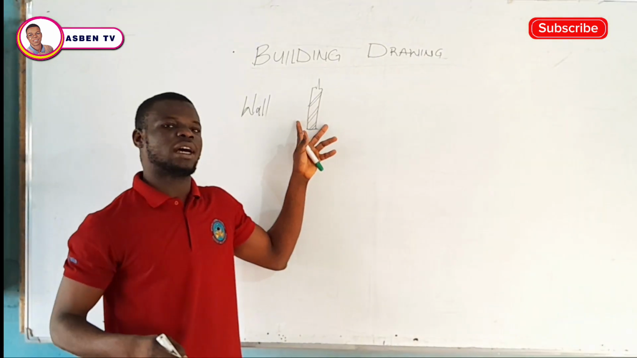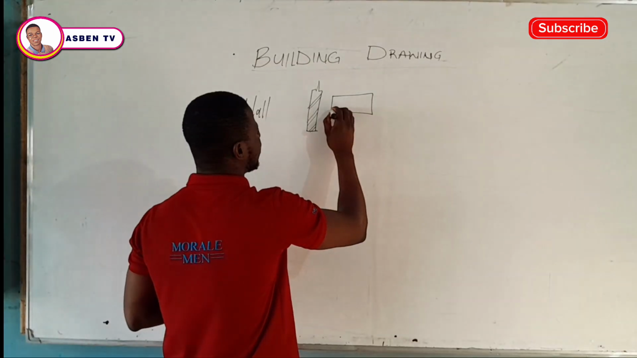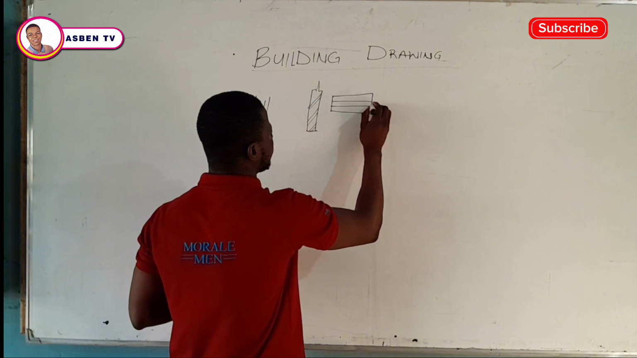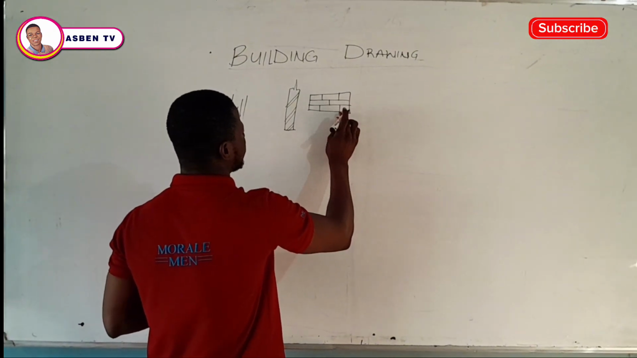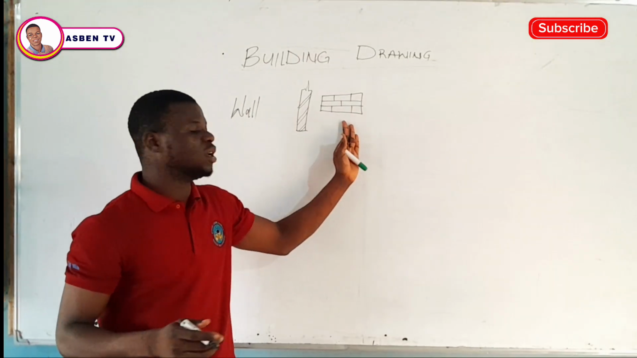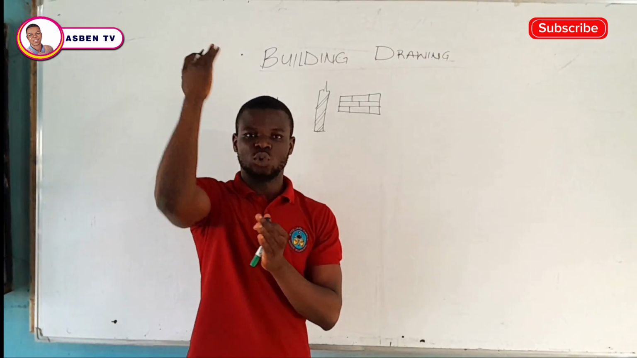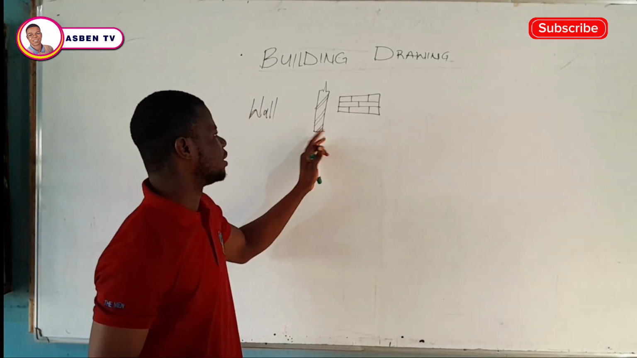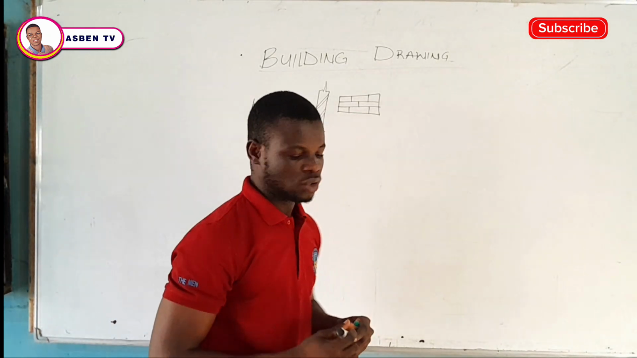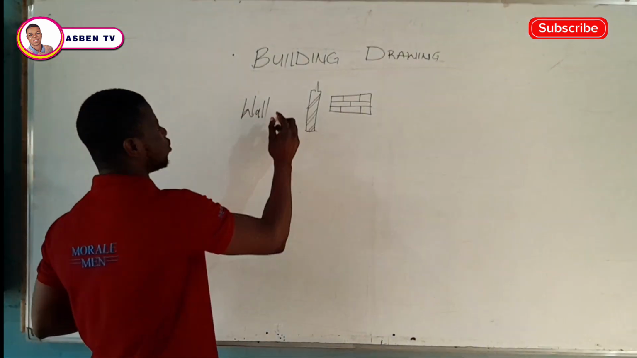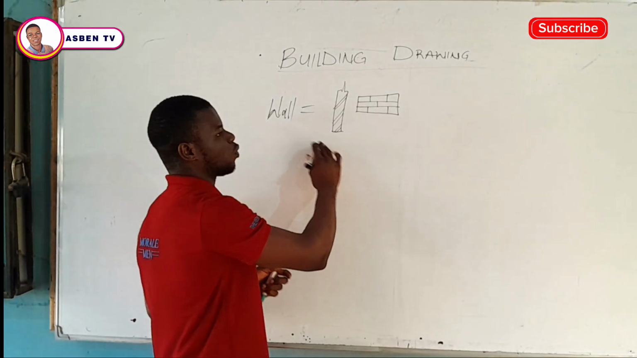And when we are drawing it in 2D, sometimes they can represent it in this way. Yes, you need to know this is the simplest one. We all know, but this is the sectional one. When we cut through the wall, this is what we see. And this is the 2D one, just looking into elevation.